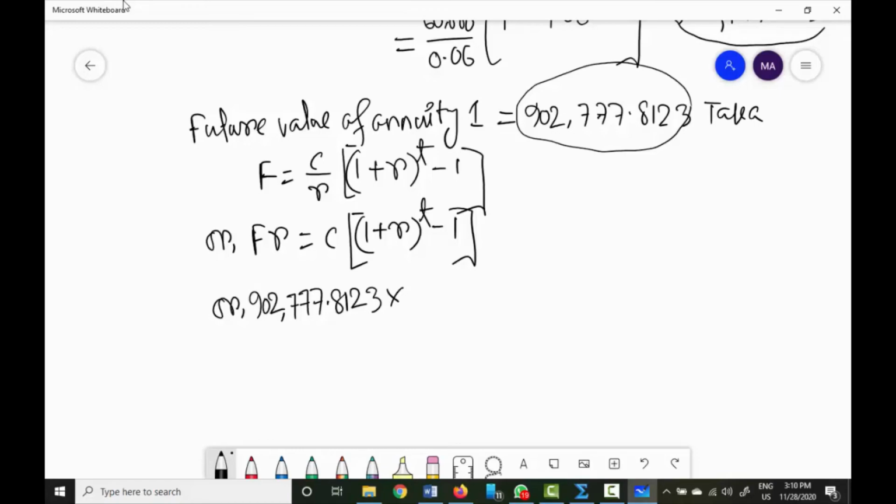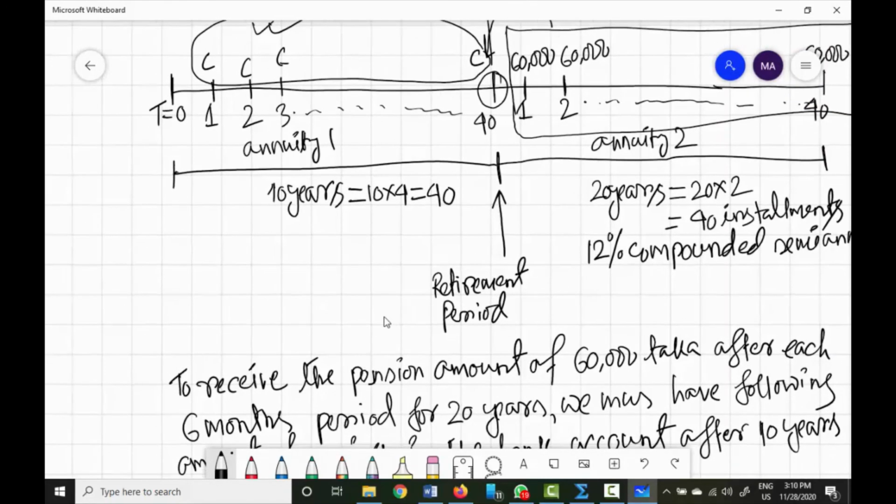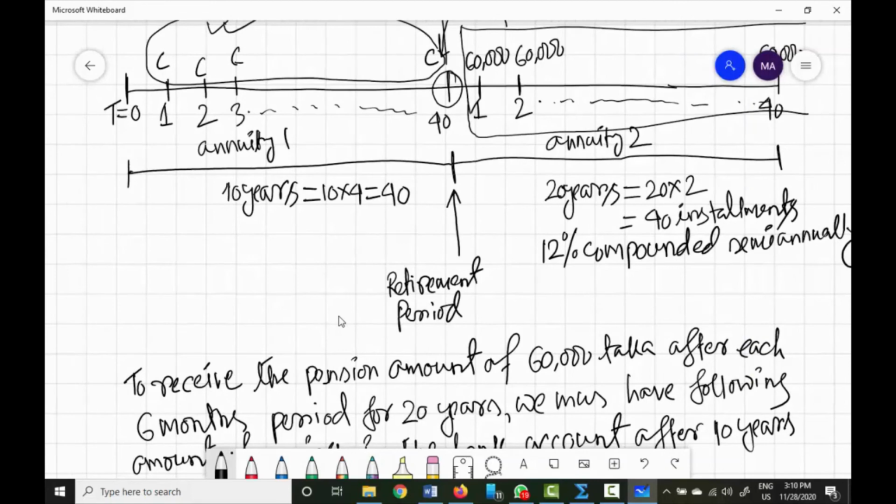Multiplied by R. Now what will be the R? Since you want to save at the end of each quarter, so here for annuity 1, you want to save at the end of every quarter. So that means payment will be made quarterly, so interest rate will also be compounded quarterly. So it will be 12% compounded quarterly.